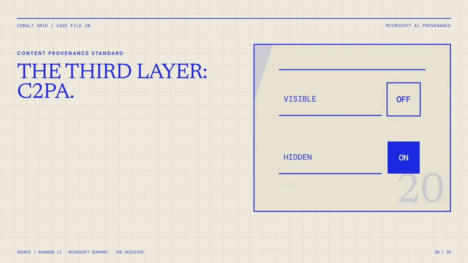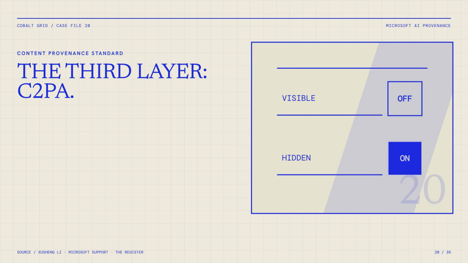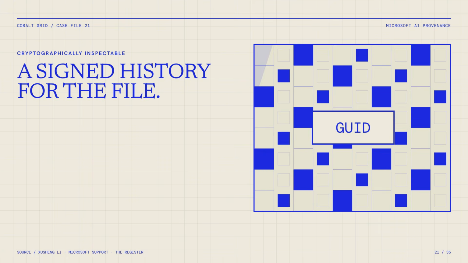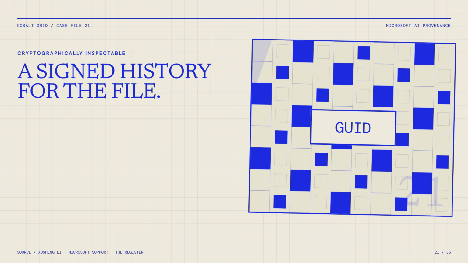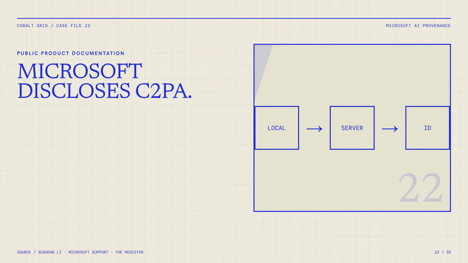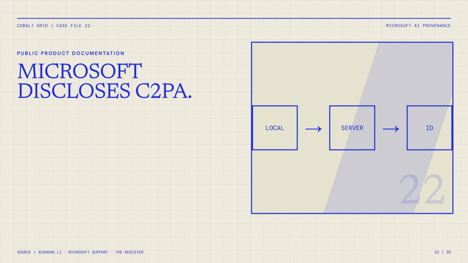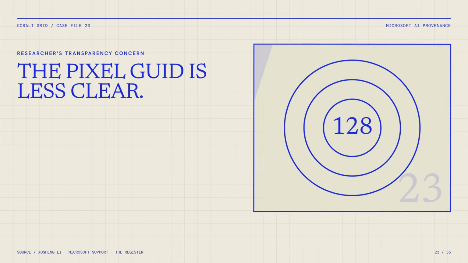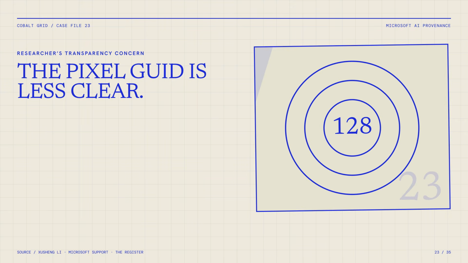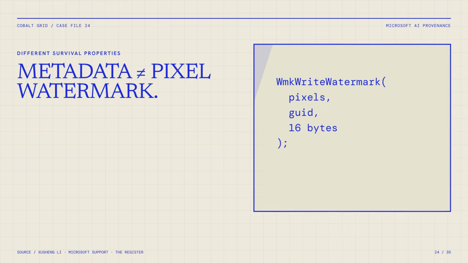There's also a third layer, C2PA, an industry standard for recording content provenance in supported image files. A C2PA manifest can describe how content was created or edited, and can be cryptographically signed so later software can inspect its history. Microsoft publicly says generated images contain a C2PA manifest. It also explains that online services perform filtering and abuse prevention. The researcher argues that those disclosures do not clearly explain the separate GUID, embedded invisibly into the pixels of locally generated images. The distinction matters.